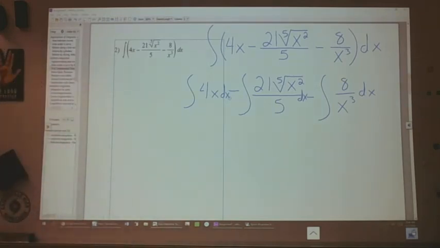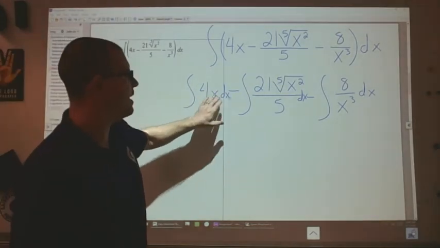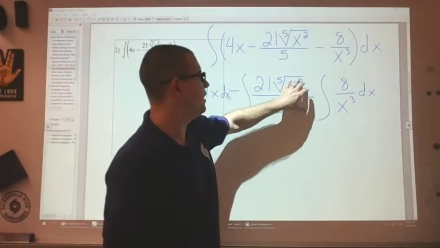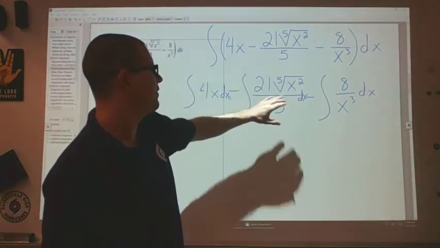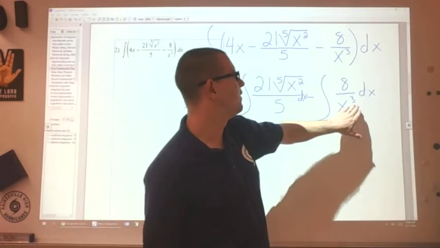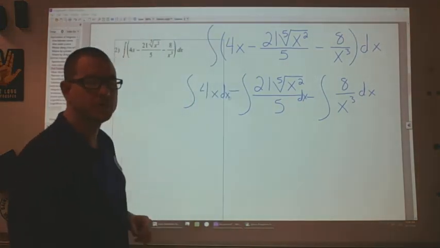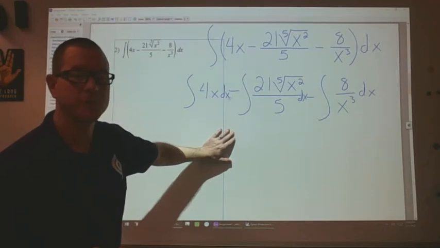Now, the first integral looks nice. 4x to the first power, it's a power function. We can go ahead and integrate that. But these other 2 integrals are not power functions yet. This one's in radical form. This one's in rational form. They're not set up to use that reverse power rule. So I have to rewrite them in terms of a power function.